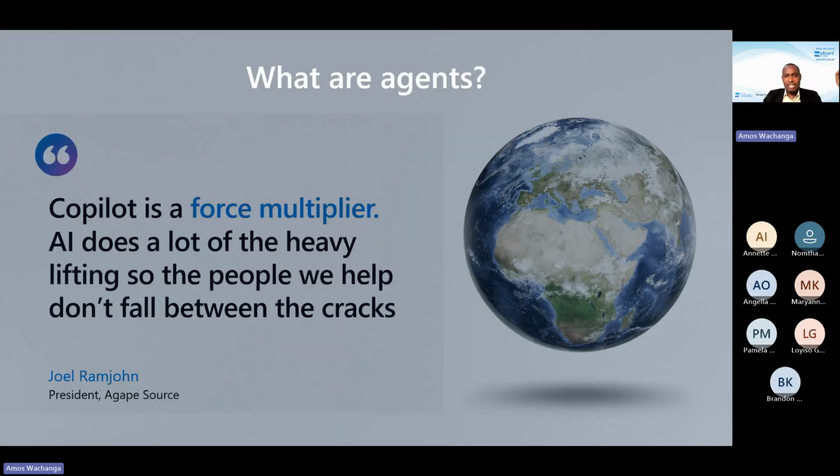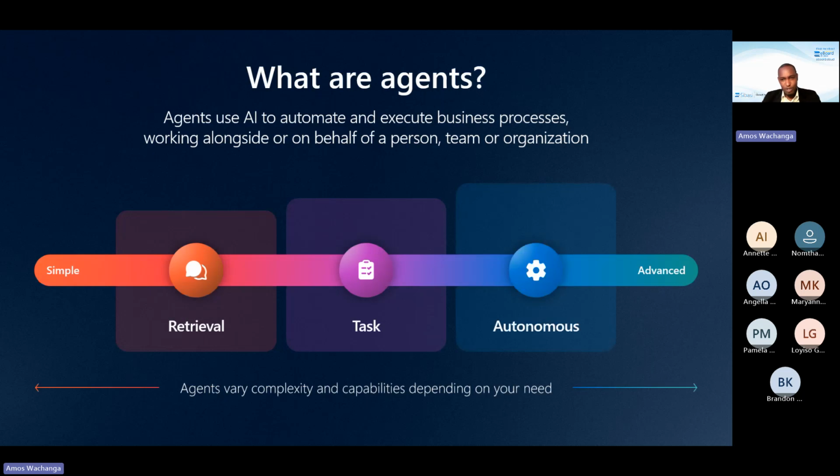So I mentioned these word agents, and I know not all of us might be familiar with what agents are, but basically agents get to automate various processes, either working alongside us as human beings, or even being able to actually do all the use cases, doing an entire process end to end. And that's what we call the autonomous kind of agent.